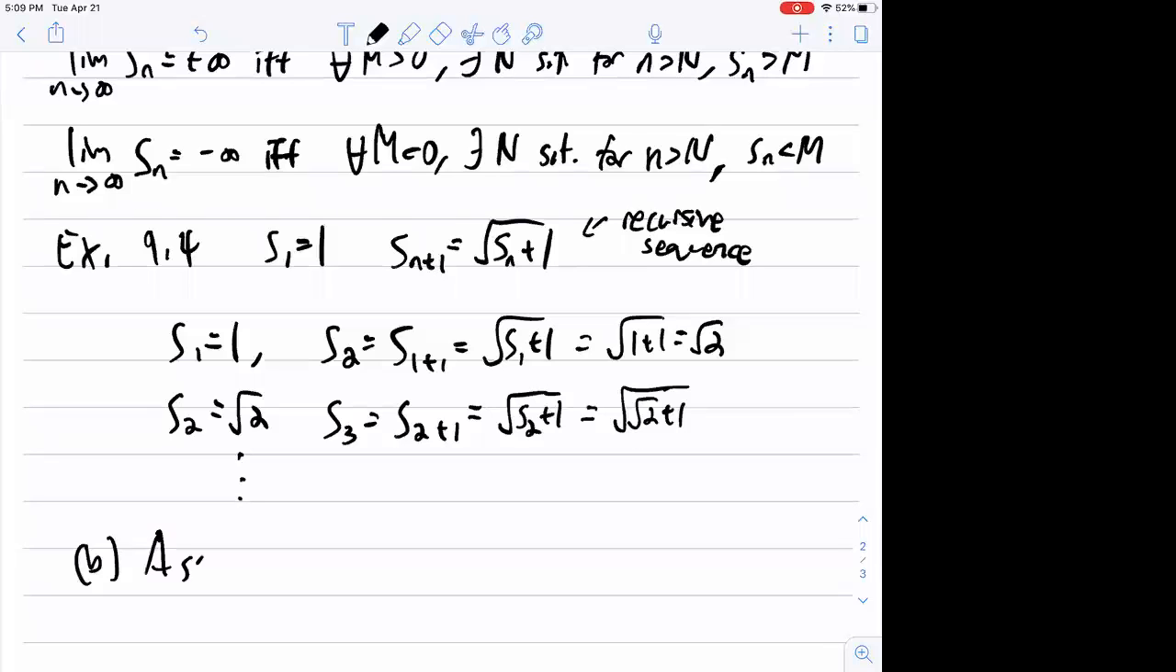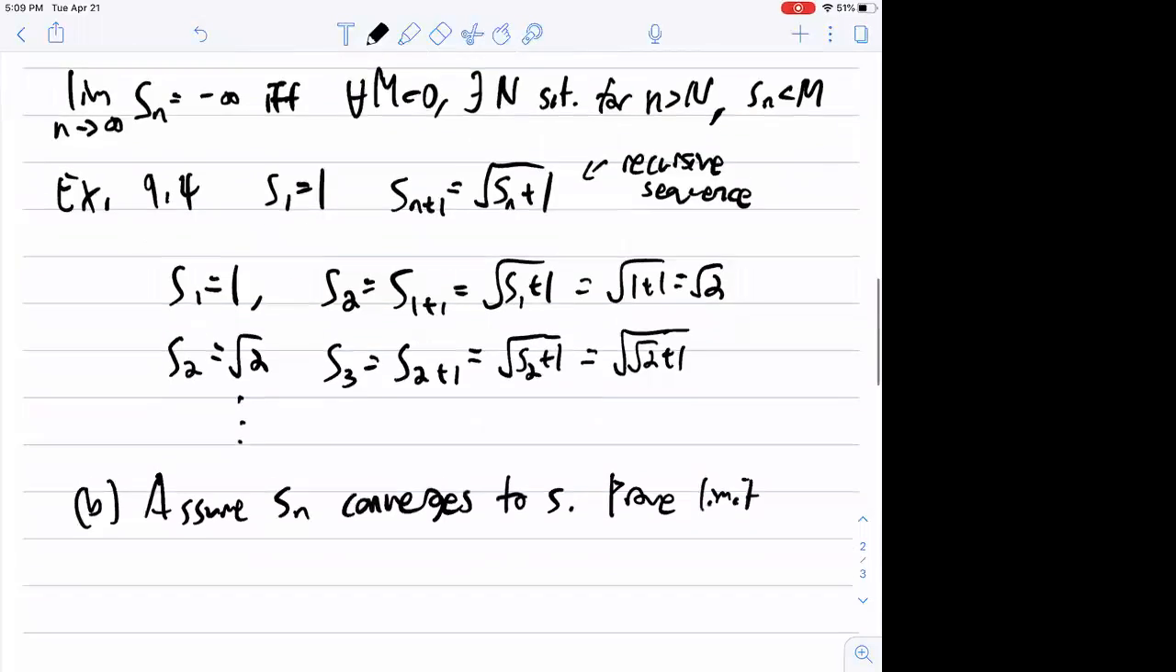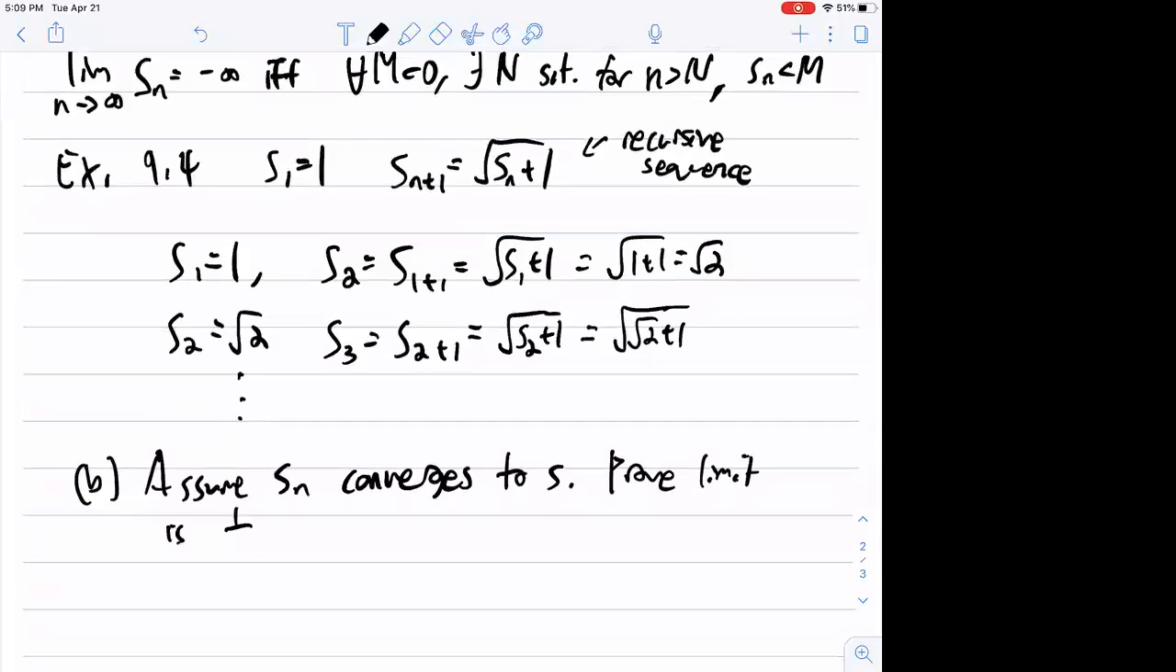Assume Sn converges. So let's just say it converges to S, right? I'm just going to call the limit S. Prove the limit is 1/2 (1 plus root 5). Okay.